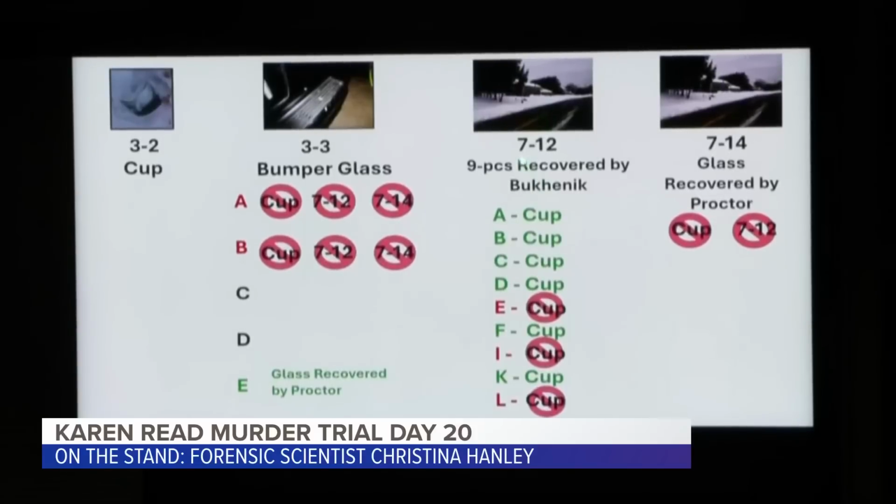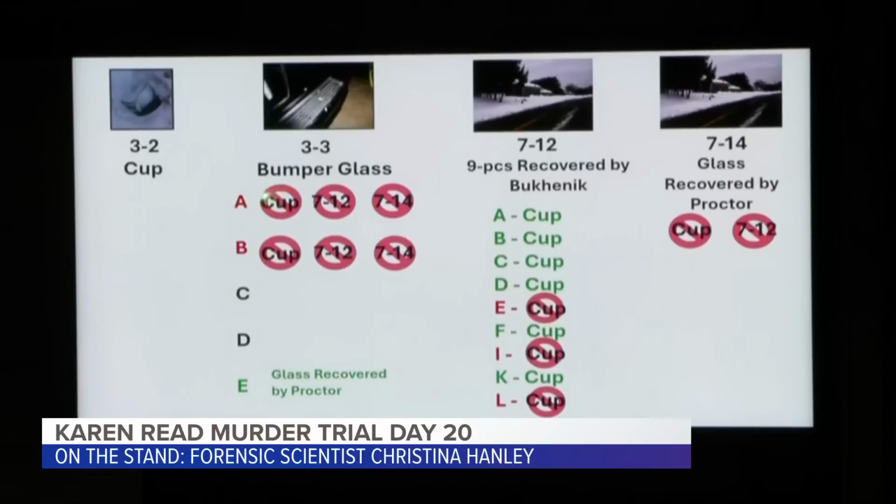7-12 is the 9 pieces of glass recovered by Trooper Buchanan at 34 Fairview, correct? Yes. And finally, 7-14 is the single piece of glass recovered by Trooper Proctor, correct? Yes. Taking these one by one, looking at starting with the bumper glass, category 2.